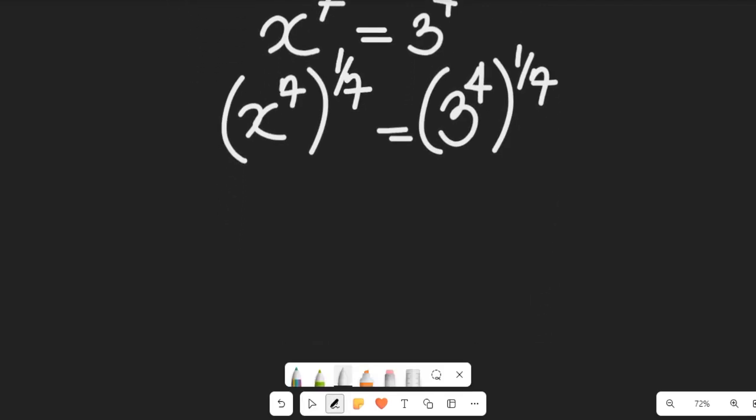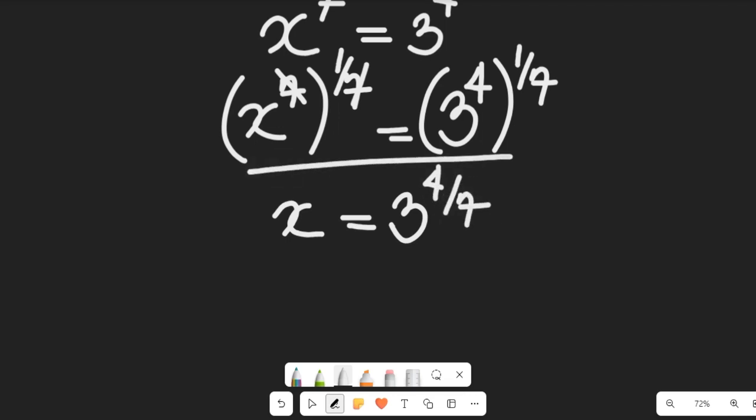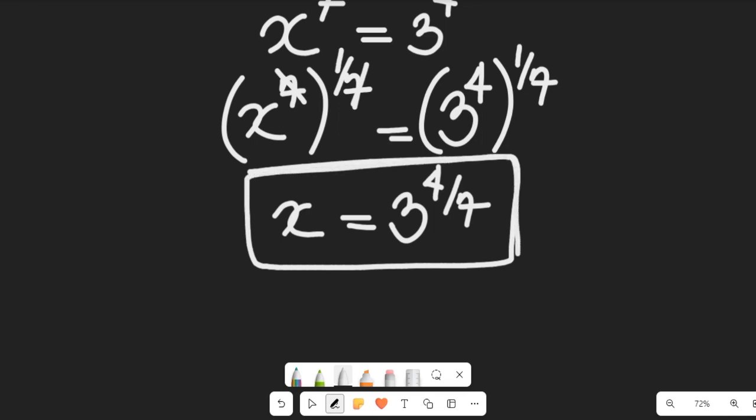The exponent over here will multiply, and then this will have to clear this, and then I'll be left with my x equal to 3 to the power of this multiplied by this, which is 4 divided by 7. And that is the solution to that expression given to us here.